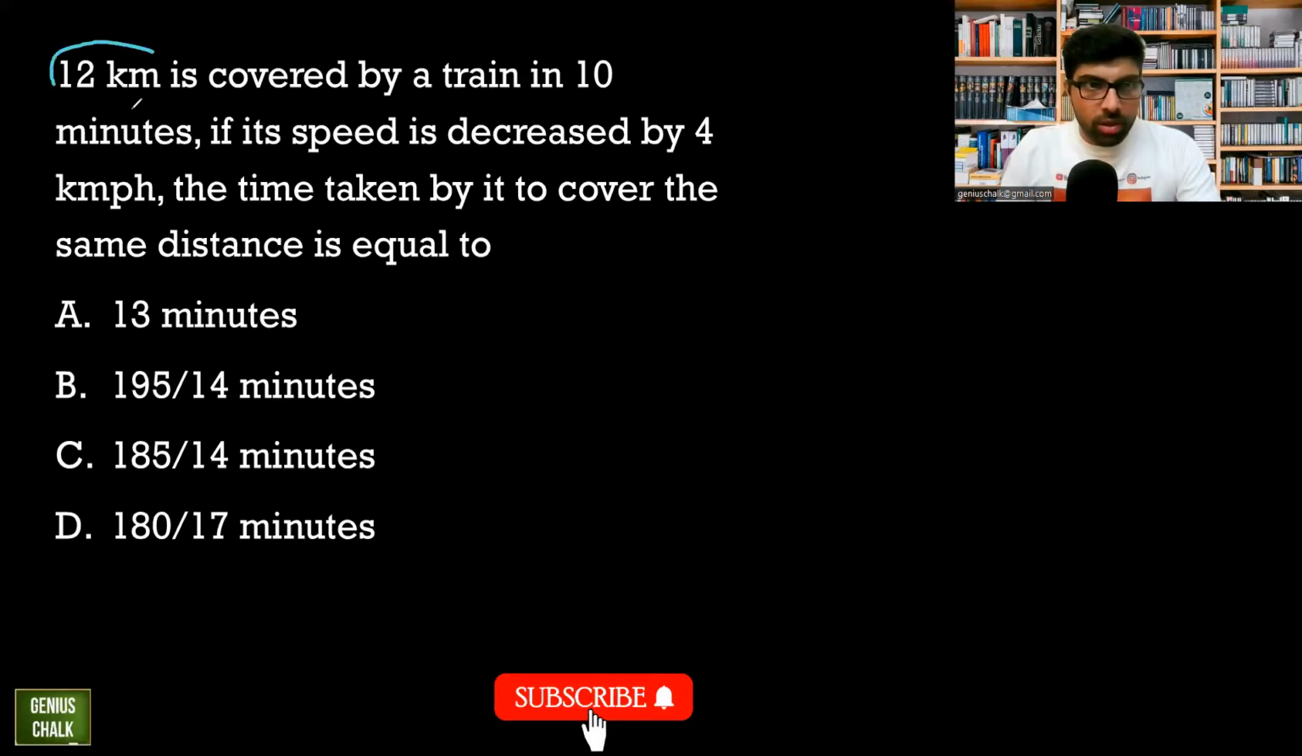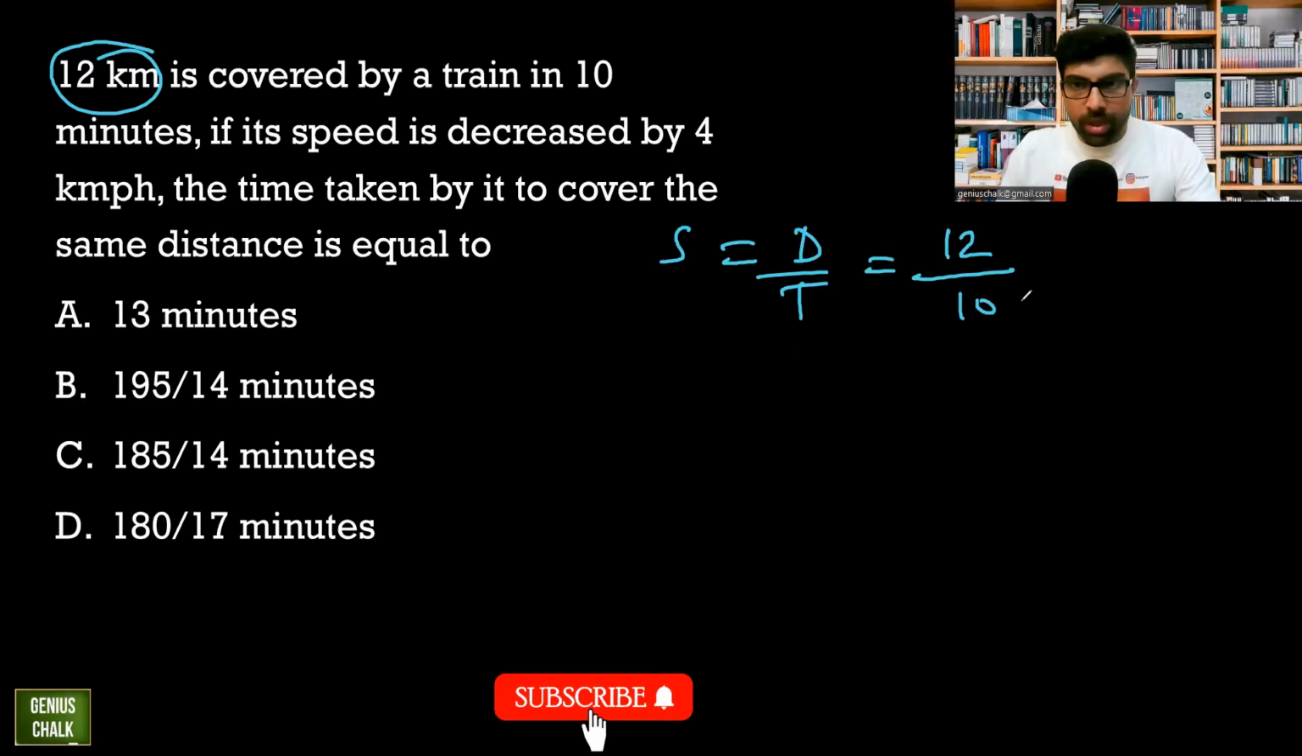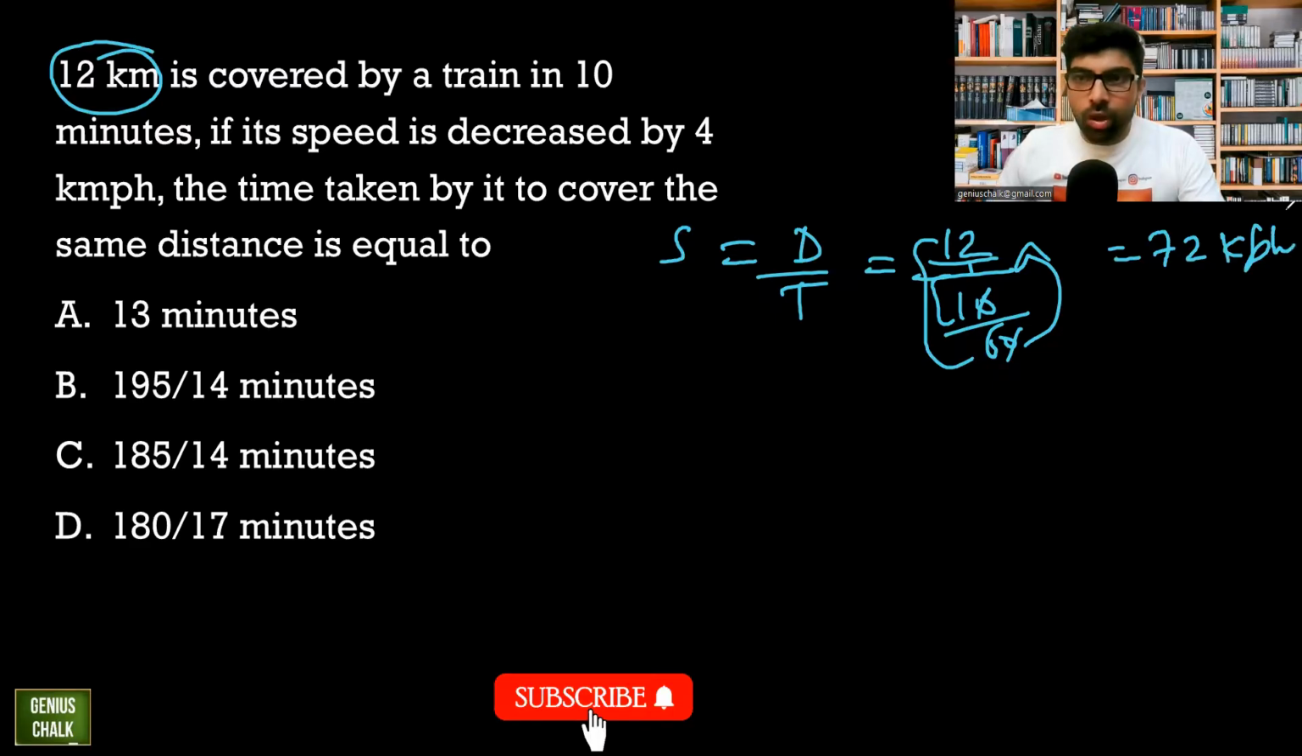So you see, the distance is 12 km, which is fixed. So let's find the speed first. Speed is equal to distance by time. So distance is 12 km. Time is 10 minutes, so minutes have to be converted into hours. So 10 by 60, this is 1 by 6. This 6 goes up, because this is 12 by 1. So 12 into 6, 1 into 1. So the speed of the train is 72 km per hour.